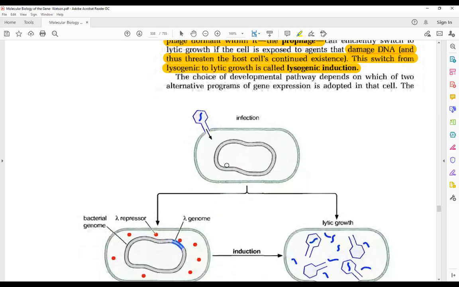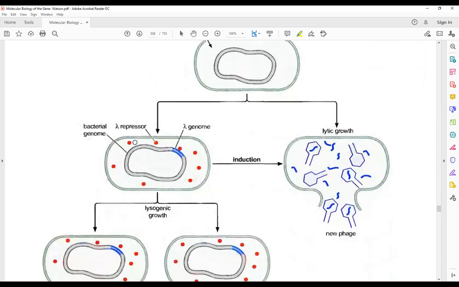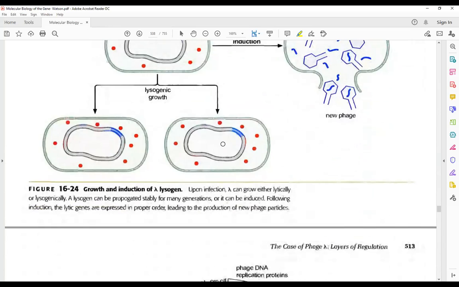See, infection is going to take place. Once the infection takes place, then the lambda genome will be there and the lambda repressors will be there. See, this is the lambda repressor which is present. Now, if the induction takes place in the presence of UV light, this is how the cleavage occurs and this is how integration will take place.